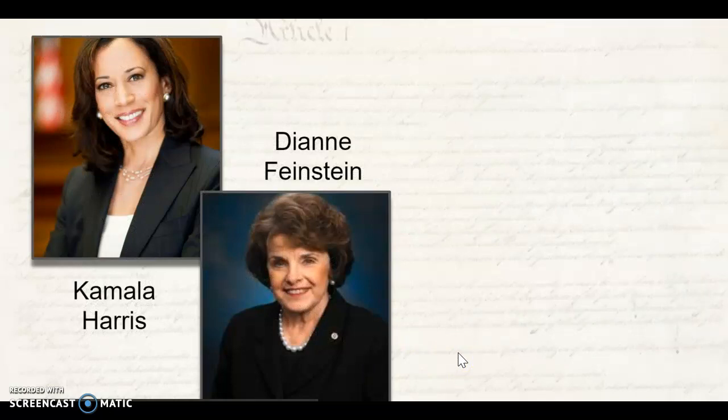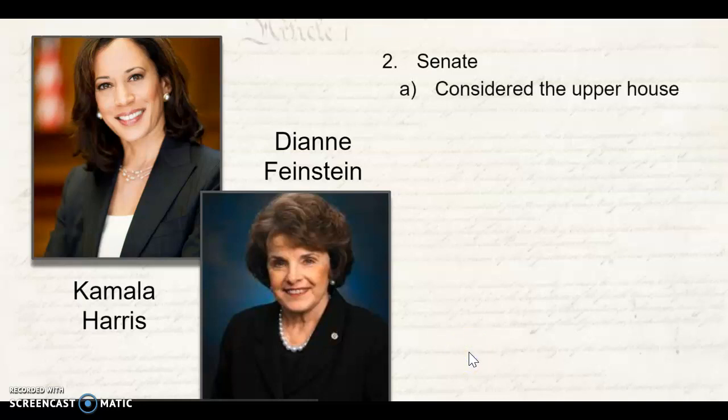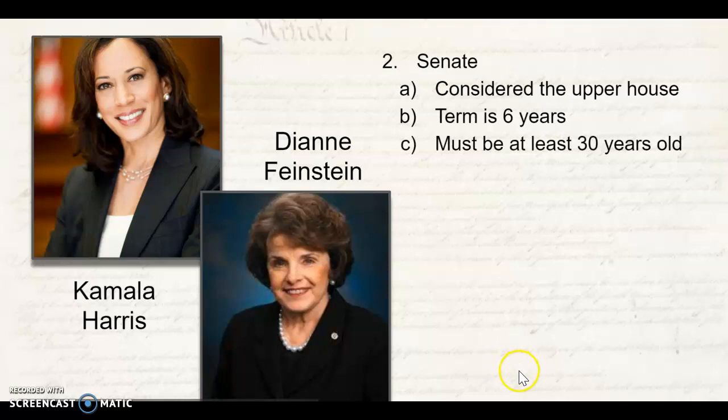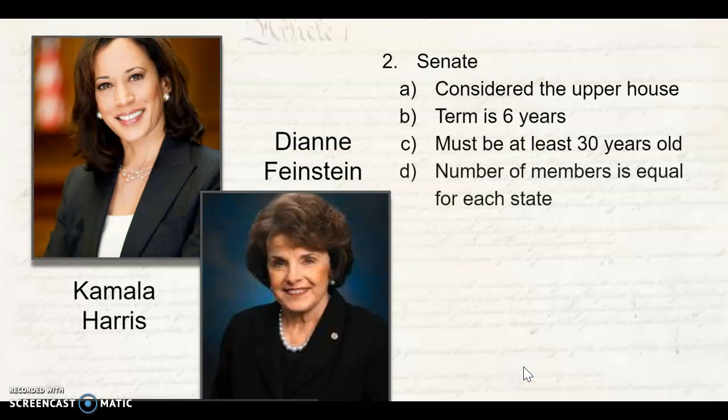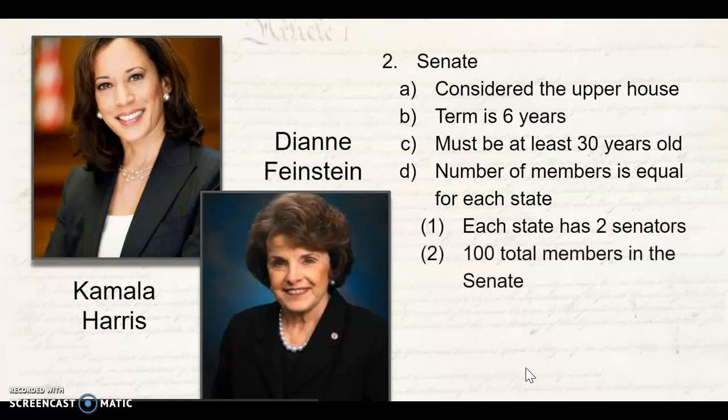These two women hopefully are somewhat familiar to you. If not, it's time to familiarize yourselves with them. They are our senators in California. The Senate is considered the upper house. The term is 6 years. You have to be at least 30 years old to be a senator. And the number of members is equal for each state. Each state has 2 senators, which brings the total members in the Senate to an even 100.